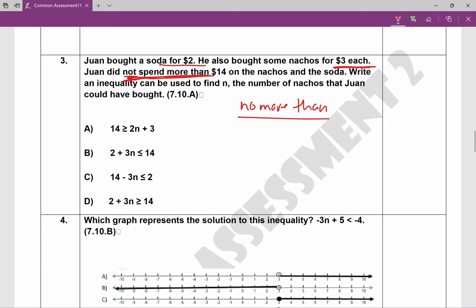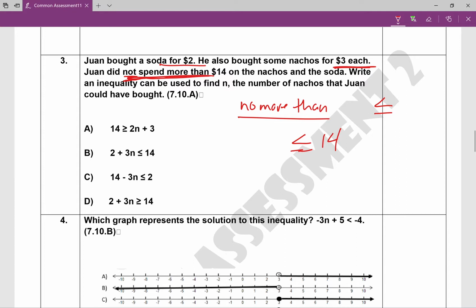Open. Open is not included. Did he spend more than 14? Could he have spent less? Could he spend the whole $14? So it's 14 or less. So I'm using this sign. So he cannot spend more than 14.